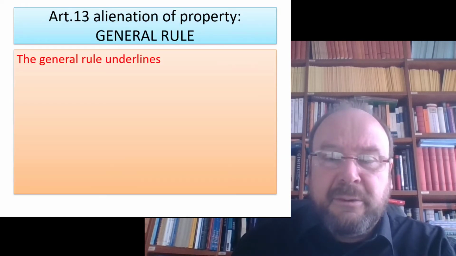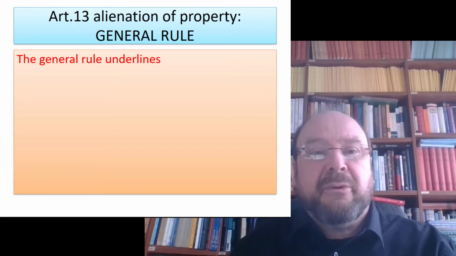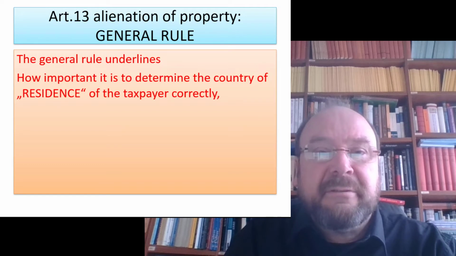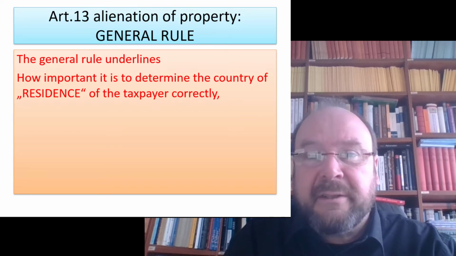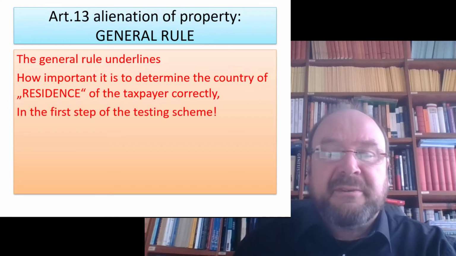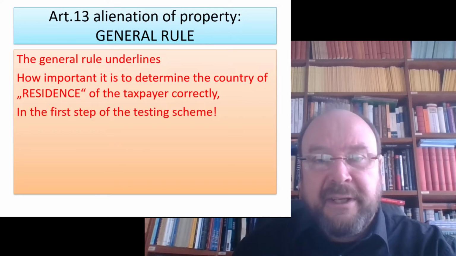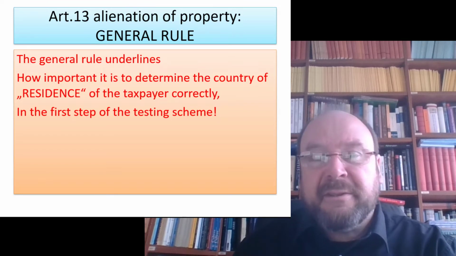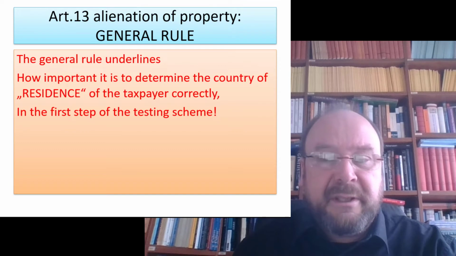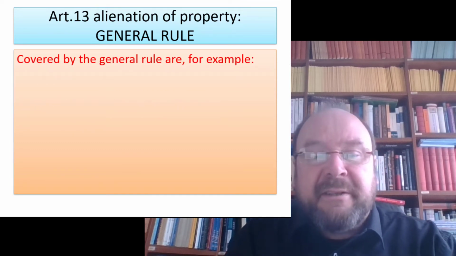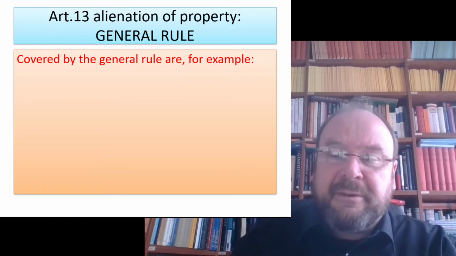The general rule underlines how important it is to determine the country of residence of the taxpayer correctly when you start your testing scheme, because if you go wrong there and end up with the wrong solution, then everything which you do state about the taxation of gains will be completely wrong. Well, covered by that general rule are, for example, the following cases.